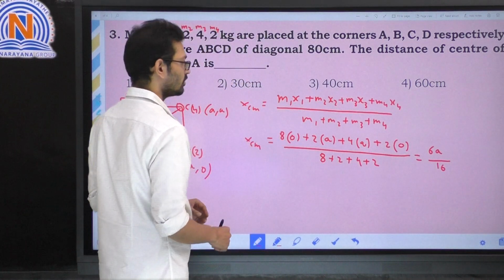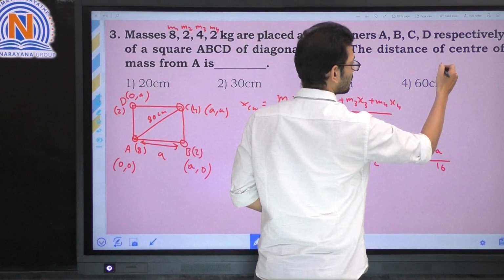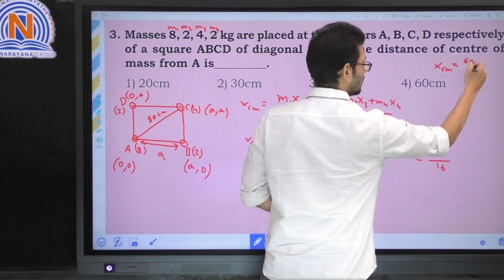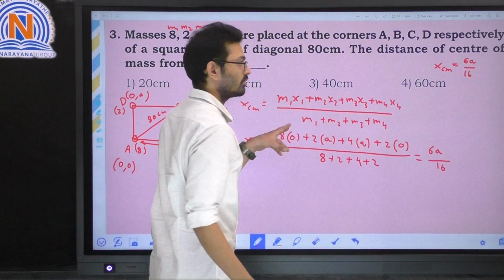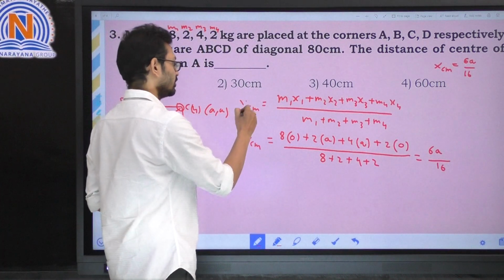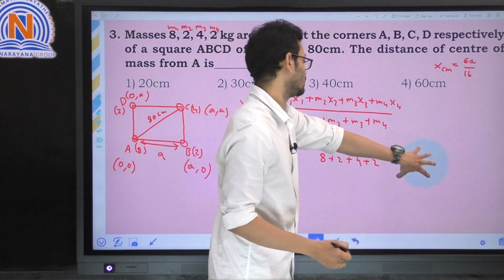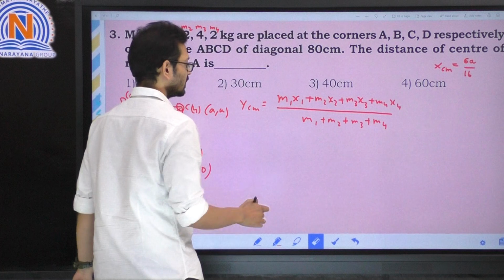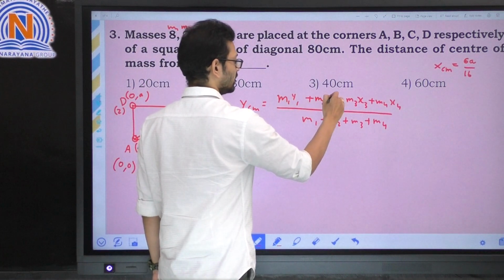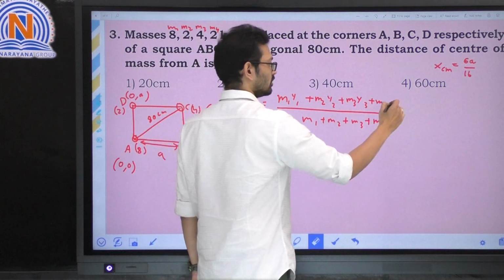Now when you try to find y center of mass, I will write this. X center of mass is given as 6A by 16. From this formula we have found it. Now let us try to find y center of mass. When you try to find y center of mass, you would get m1 y1 plus m2 y2 plus m3 y3 plus m4 y4.